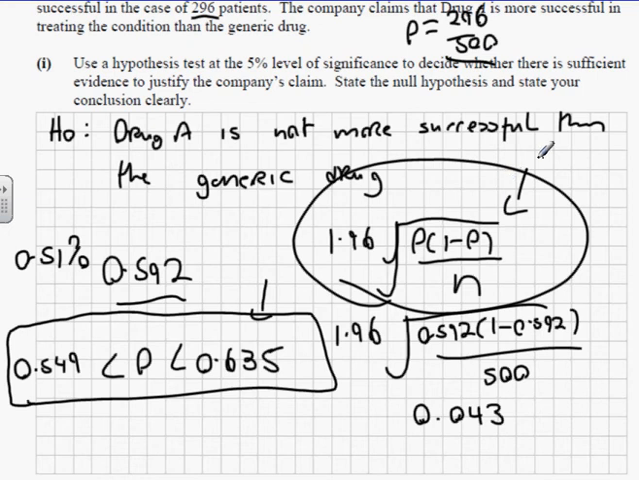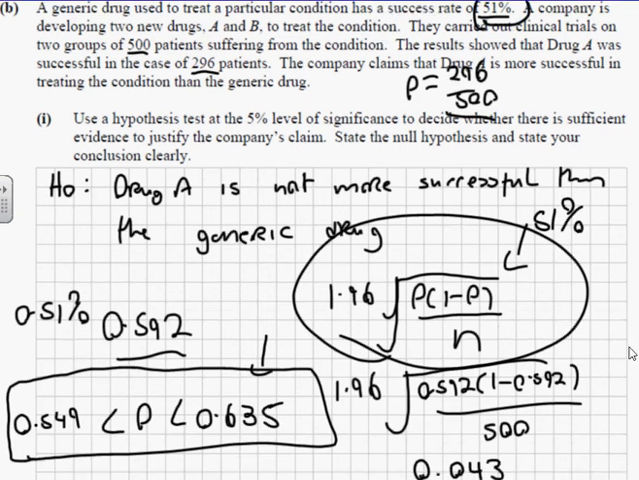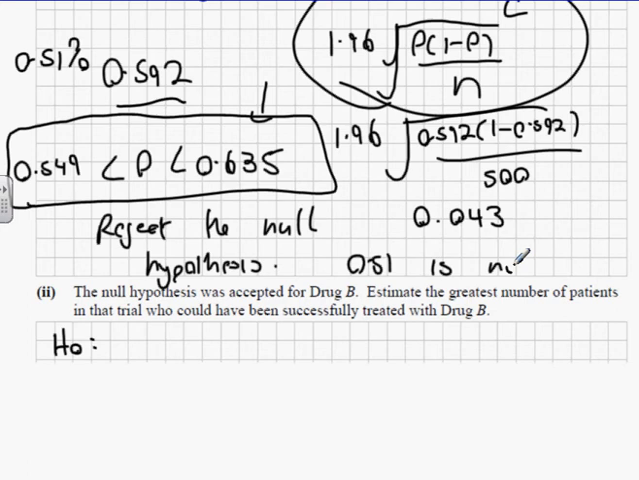It's still working off 51%, 0.51, according to the original statistic. It's not working at 51% anymore, because 51% isn't in this confidence interval. It's clearly a superior drug. Drug A is superior to the last one, so we're going to reject the null hypothesis. Okay? Now that we've done that, because 0.51 is not in this interval.